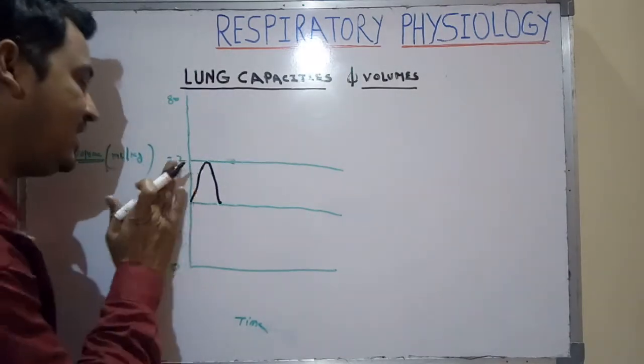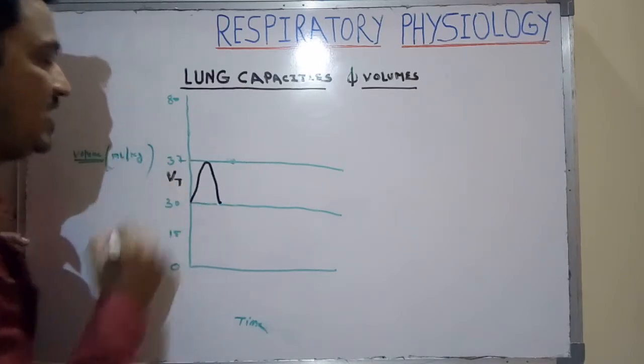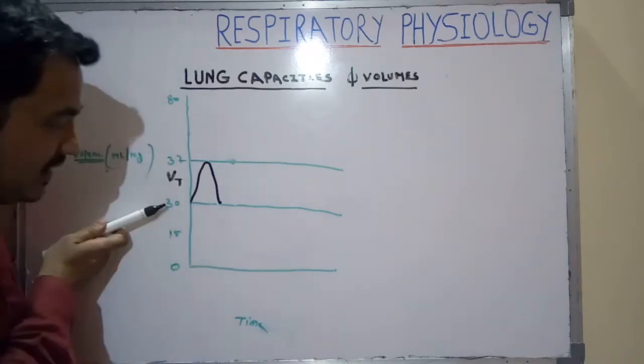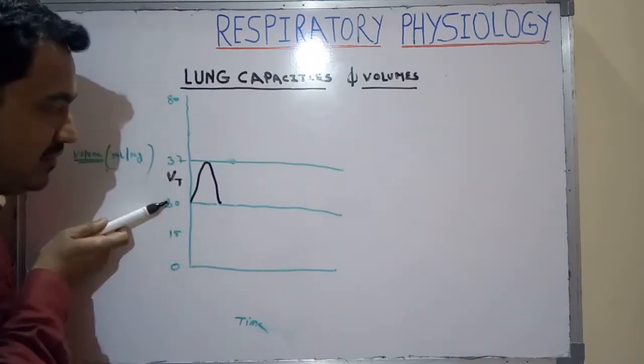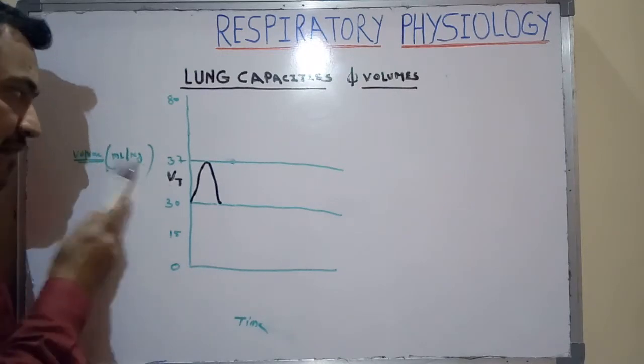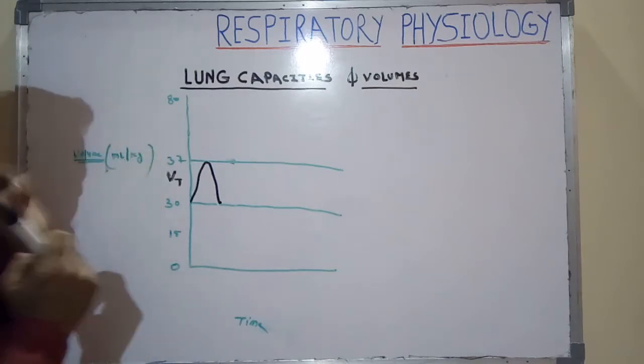You can denote it by VT. This is V, volume, and this is T. This is tidal volume. So what is the value of tidal volume from this graph? It is in between 30 to 37, which means 7 ml per kg. 7 ml per kg is tidal volume. 37 minus 30 is 7 ml.